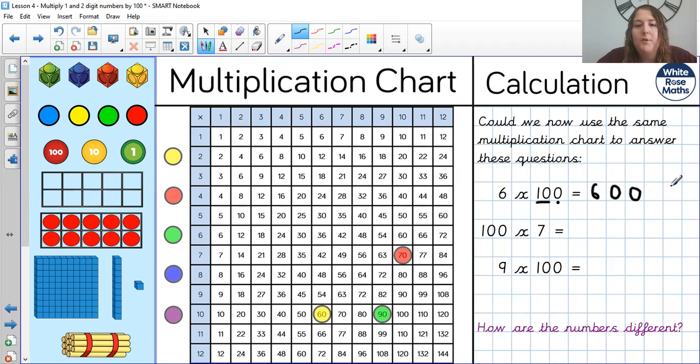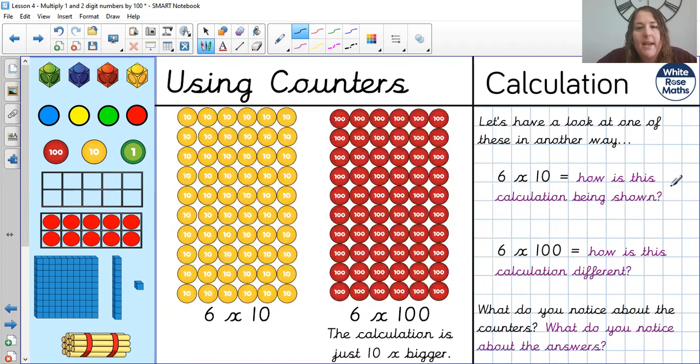So if the answer was 60, we're now going to make it look like 600 by multiplying it by 10. Now, I'm not going to go through the other examples here because we're going to look at it in a different way, just like we did in lesson number 1, where we use these counters. So we've got 6 times 10. So we've got 1, 2, 3, 4, 5, 6 times 1, 2, 3, 4, 5, 6, 7, 8, 9, 10 of tens counters. So 6 lots of 10.